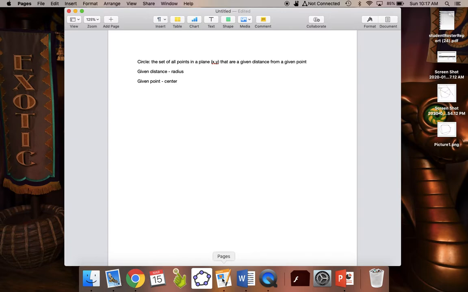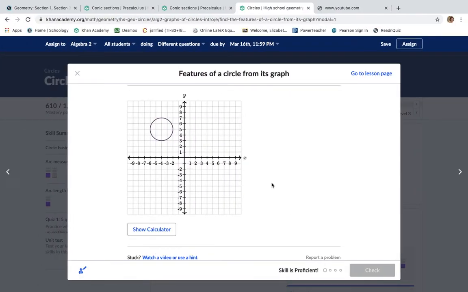And in your problems today, you're going to have some problems that give you a graph, and from that graph, you want to find the radius and center, and you're going to have other problems that give you the radius and center, and you want to create those into a graph. So let's look at some examples of these types of problems.